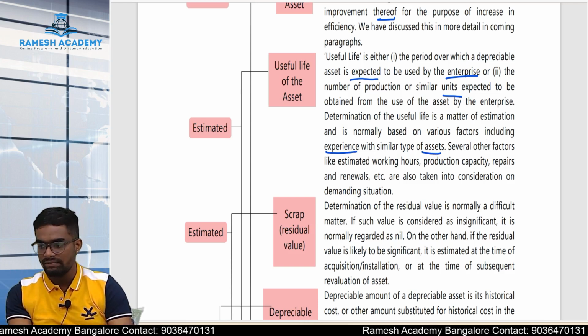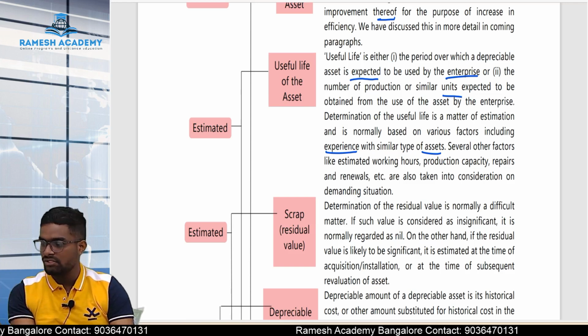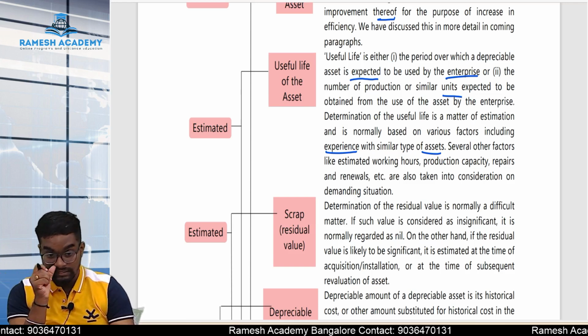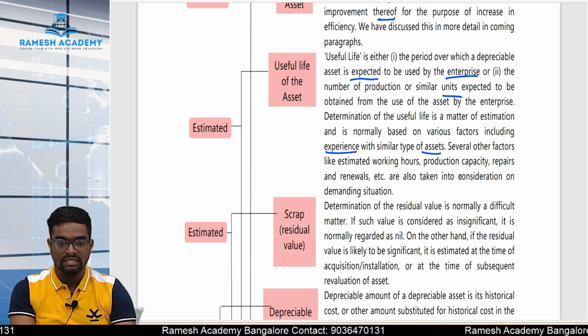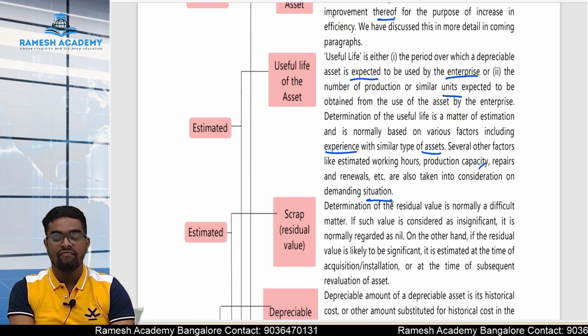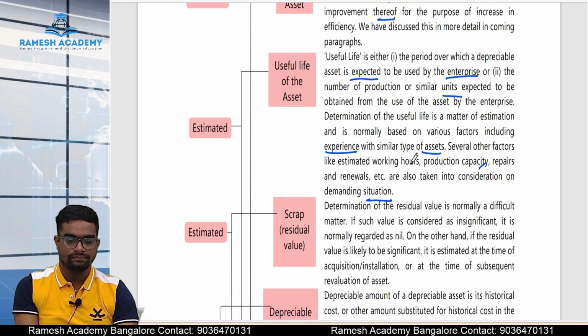So if there is a similar type of asset in the company, we will see that if A is also coming for 10 years, then this is the same asset, so this also will come for the same years. Several other factors like estimated working hours, production capacity, repairs and renewals are also taken into consideration. So useful life is based on these things.